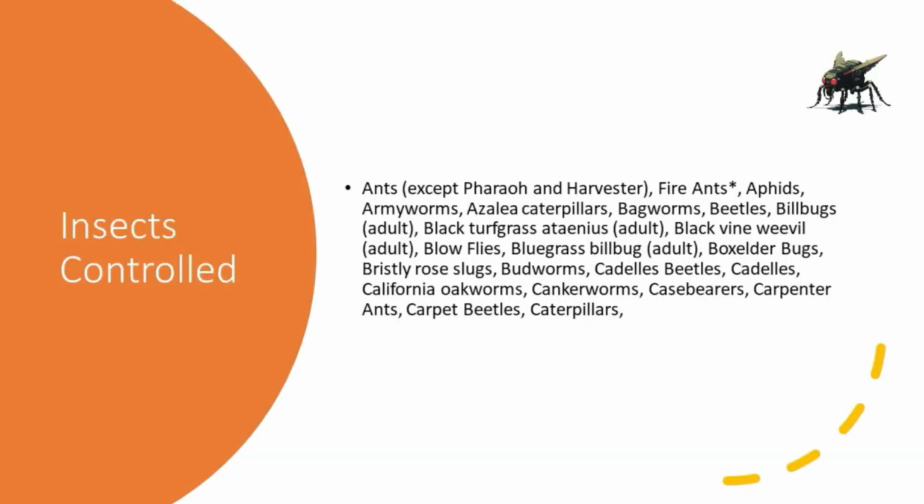Insects controlled on the Tempo SC Ultra label include ants, except Pharaoh and Harvester, fire ants, aphids, armyworms, azalea caterpillars, bagworms, beetles, billbugs adult, black turfgrass Ataenius adult, black vine weevil adult, blowflies, bluegrass billbug adult, box elder bugs, bristly rose slugs, budworms, cadelle beetles, California oakworms, cankerworms, case bearers, carpenter ants, carpenter beetles, caterpillars.